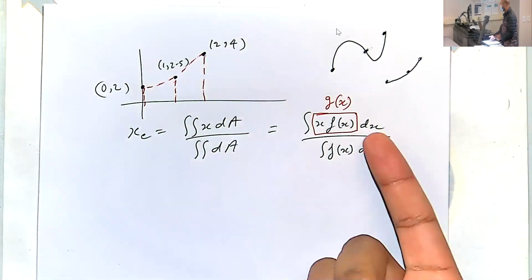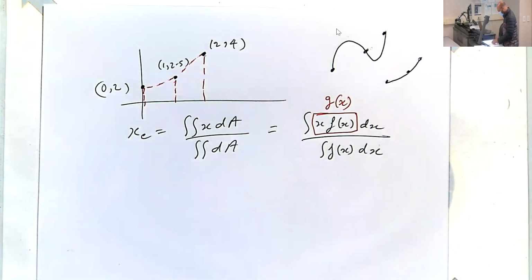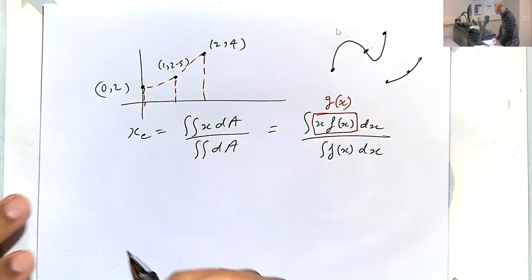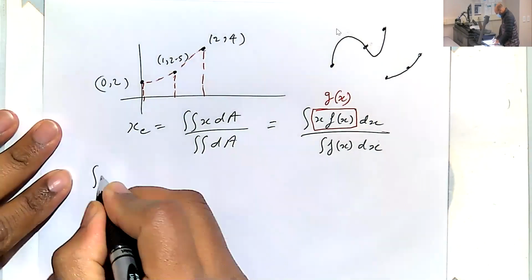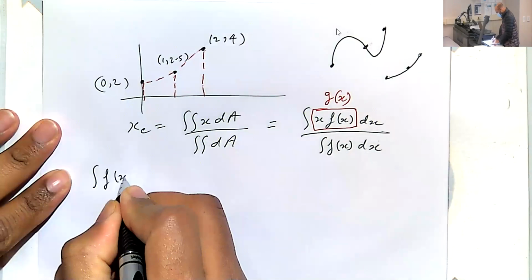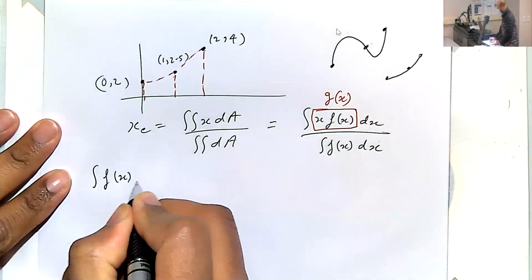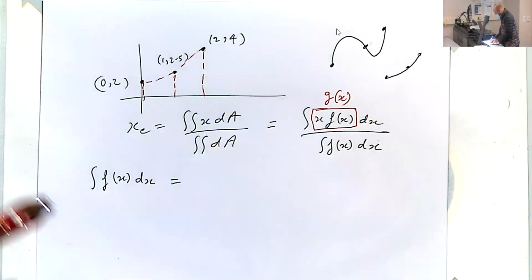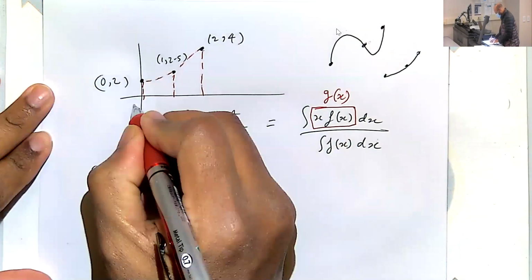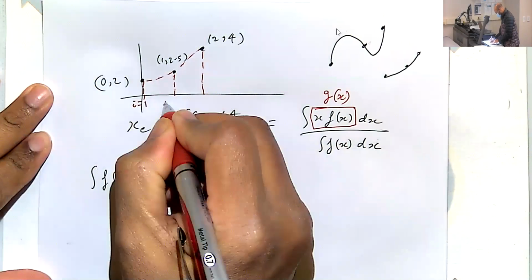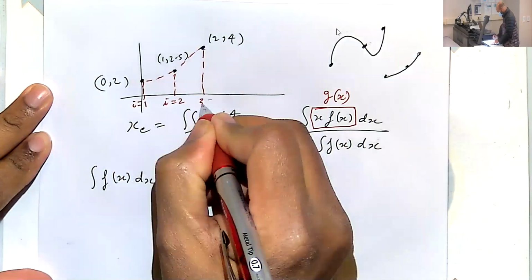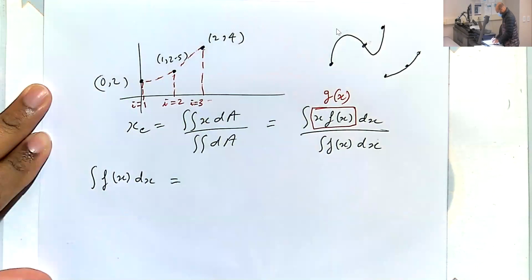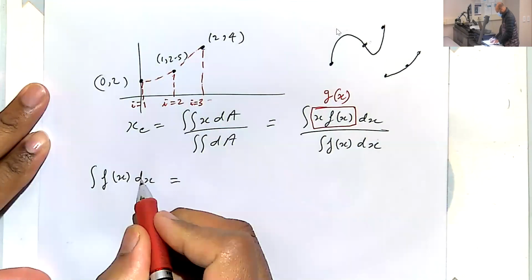I'll write out a few steps and then it'll become more obvious. So the integral of f of x dx. How do we do this using the trapezoidal rule? We say this is i equals 1, i equals 2, i equals 3. And which one do you want to use? Do you want to do trapezoidal?